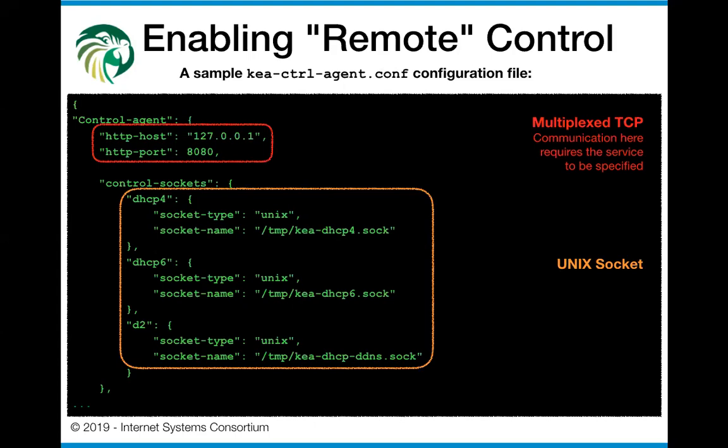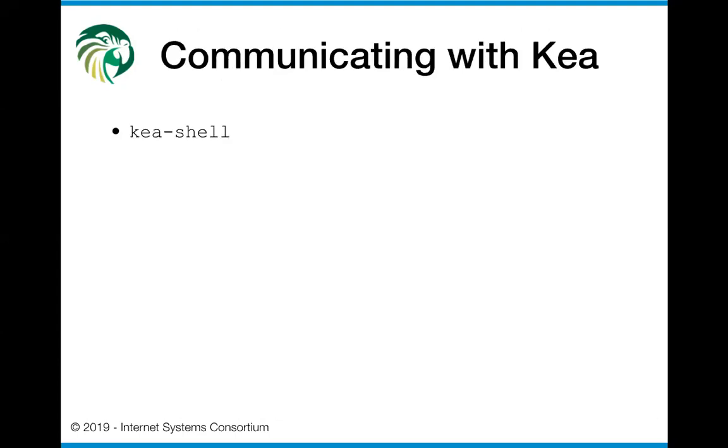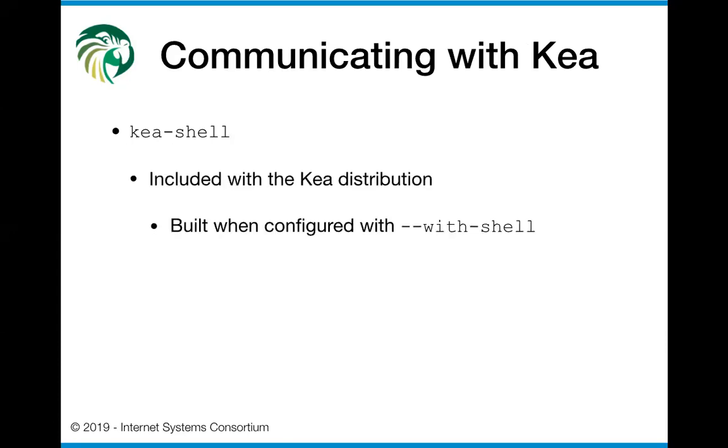The Kea shell is a piece of software that is included with the Kea distribution. It is built and configured with the shell option. This is actually going to build the tool that talks to the Kea agent over HTTP. It's not required.